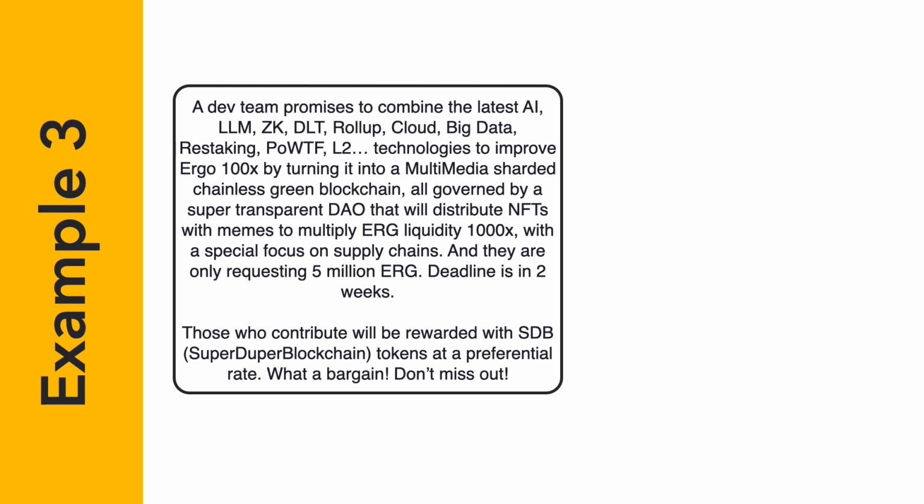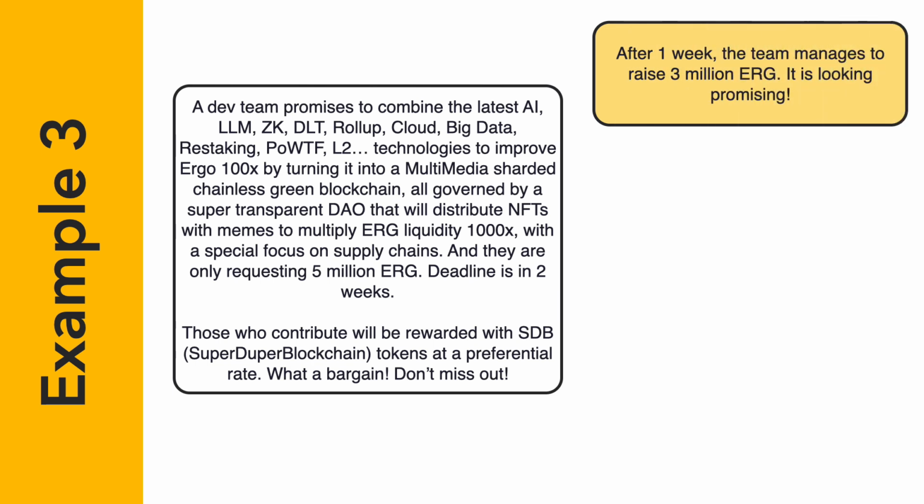Now, let's have a look at another example. Let's suppose that a dev team promises to use the latest technologies to do something extremely amazing, and they're asking for 5 million ergs with a deadline in 2 weeks. Those who contribute will be rewarded with a proof of funding token, now called super duper blockchain tokens, at a very preferential rate. So it's a very great bargain and nobody should miss out.